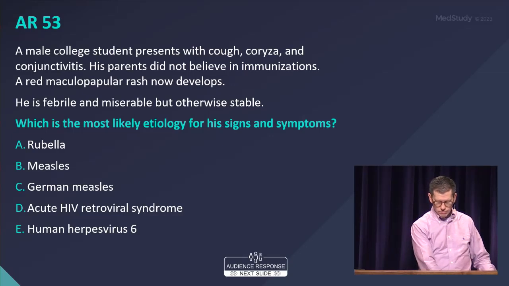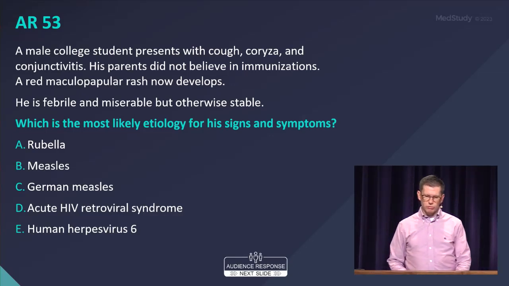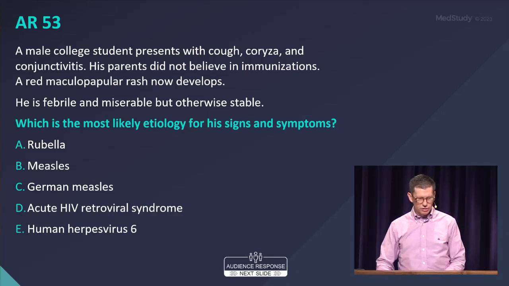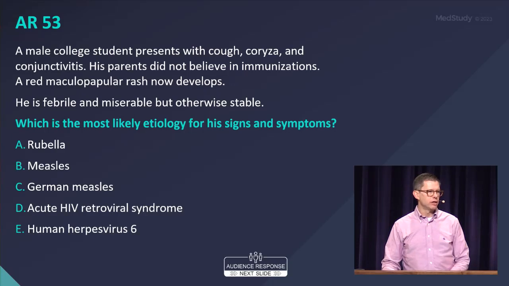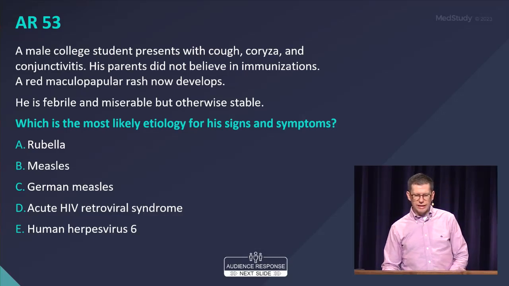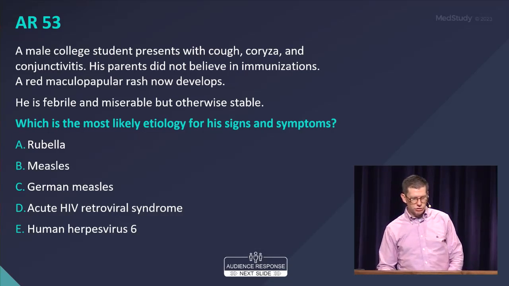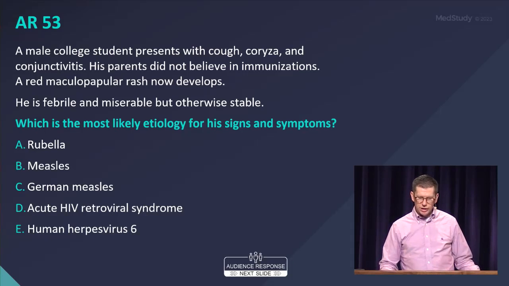Okay. Question 53. A male college student presents with cough, coryza, and conjunctivitis. His parents do not believe in immunizations. A red maculopapular rash now develops. He is febrile and miserable, but otherwise stable. Which is the most likely etiology for his signs and symptoms? A, rubella, B, measles, C, German measles, D, acute HIV retroviral syndrome, or E, HHV6.